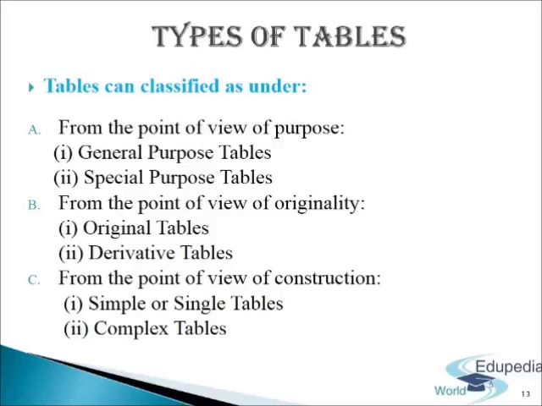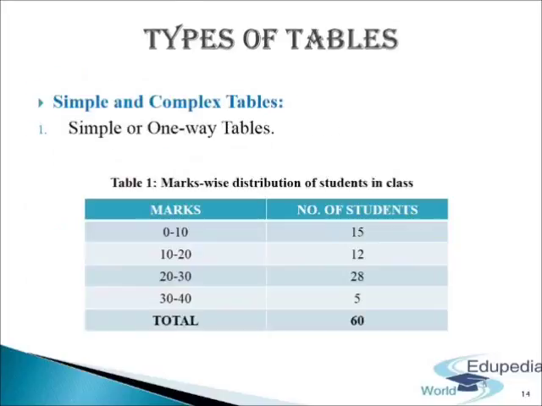C. From the point of view of construction: simple or single tables and complex tables. First, simple or one-way tables. It is the simplest table, which shows only one characteristic and takes the form of a frequency table. For example, in a particular table, mark wise distribution of students in a class is given.